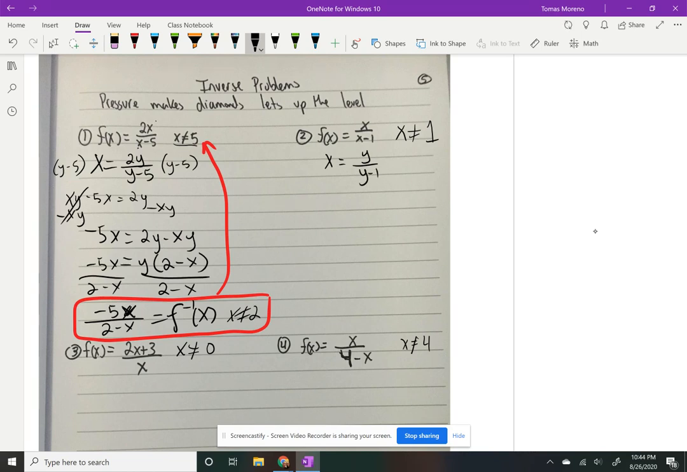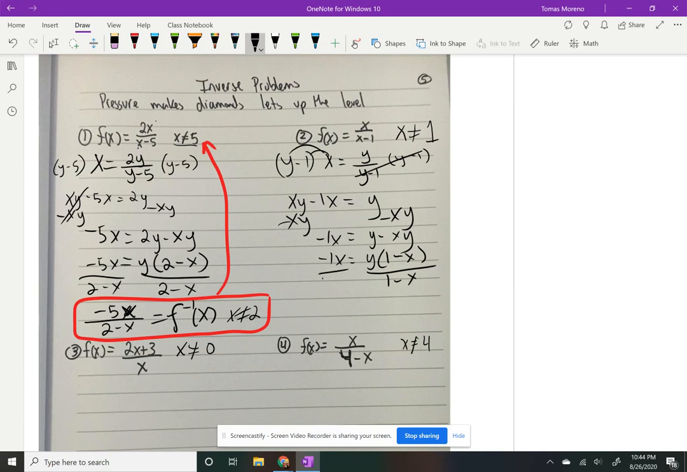How do I get rid of a divide by y minus 1? Multiply by y minus 1 to both sides. I distribute this. So I have xy minus 1x equals y. I bring this xy back over here. So I have negative 1x equals y minus xy. I factor out the y's, leaving 1 minus x. Now I divide. So I have negative 1x over 1 minus x equals the inverse.